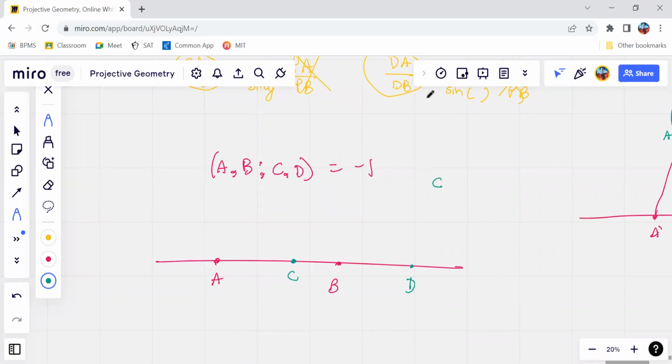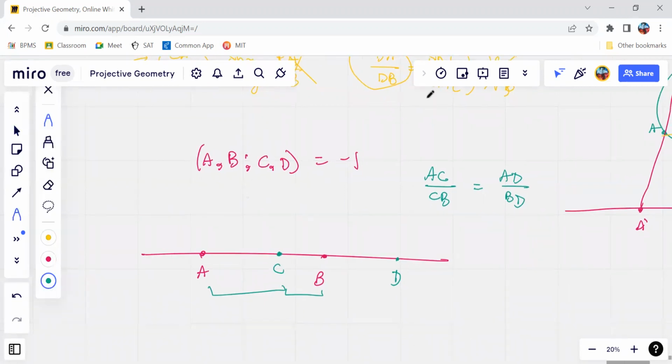And what does this cross ratio mean? It simply means that I'm dropping the directed lengths for now. Let's just look at the value of length. We have that AC by CB is equal to AD by BD. That's what the cross ratio condition means. So technically, whatever ratio this point C is dividing this line in, this point D is also dividing this in that ratio, but externally. And with respect to AB, points C and D are called harmonic conjugates.